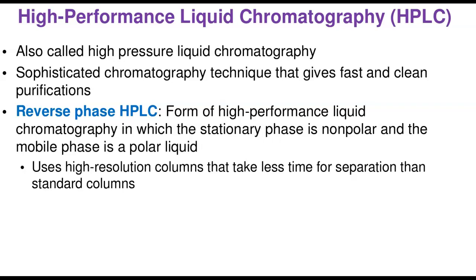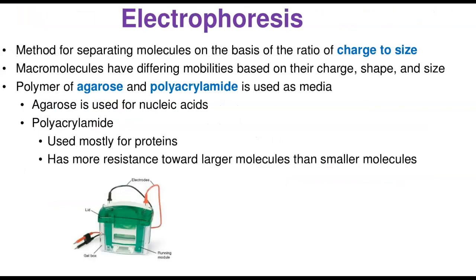In fact, at this time, most of the substances need to be vaporized at high temperature, and at that place, this separation occurs. And it gives you a very clean and high resolution. So it uses a high resolution column that takes less time for separation than a normal standard column. So high performance liquid chromatography has been around for some time, and it is a very good way of separating your proteins. All right.